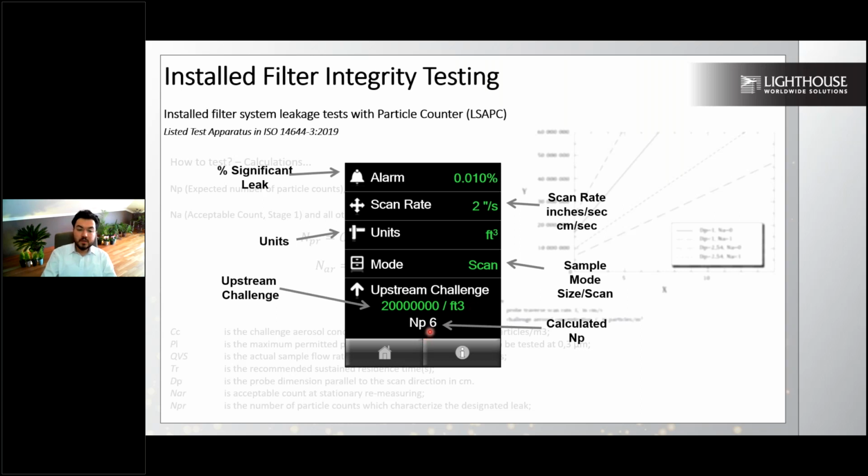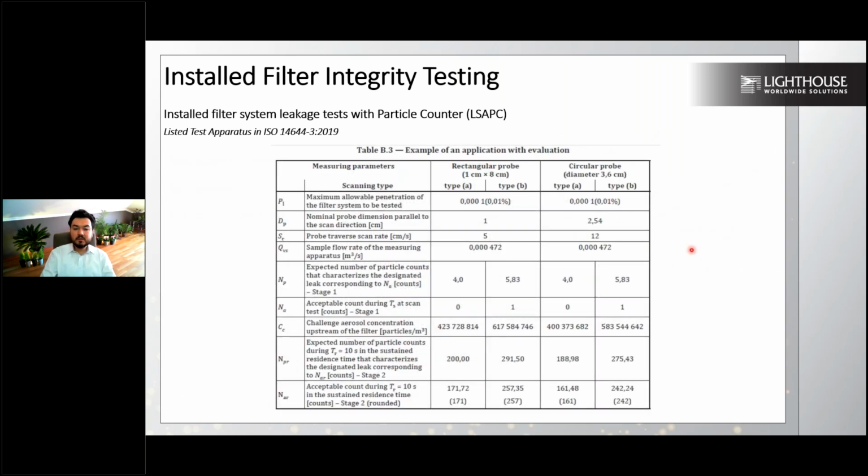And this NP value allows you to change your scan rate depending on it. So if you have a higher NP value, you can select a speedier scan rate, but we always recommend you go with 5 centimeters per second. All these calculations apply to the rectangular and circular probes given in table D3 of ISO 14644-3. So once you do all these calculations, you obtain the NP and NA values, which ScanAir Pro makes in an automatic manner. So the firmware we developed at Lighthouse does all these jobs, so you don't have to worry about them.